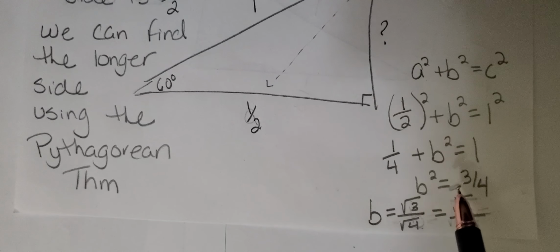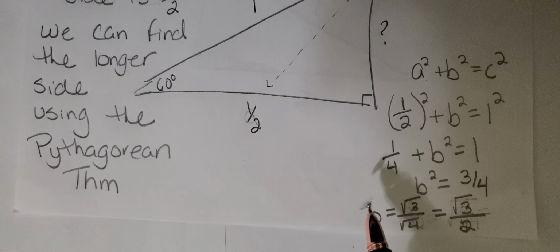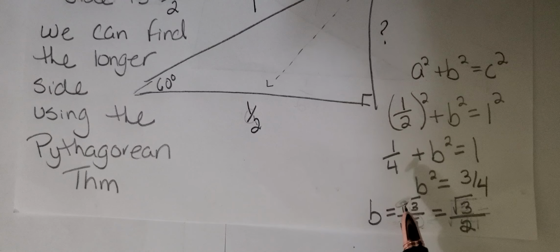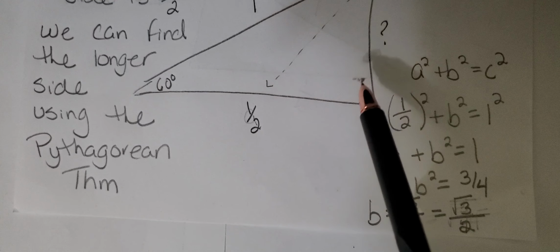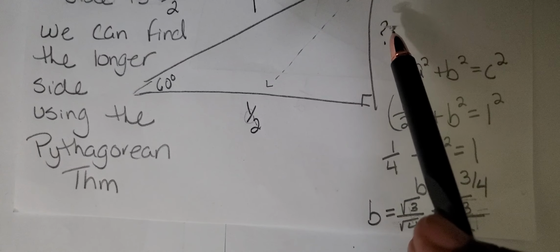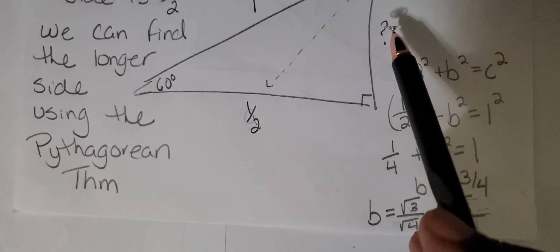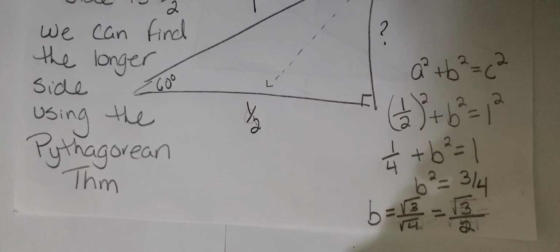Well, if b squared is equal to 3/4, then that means that b would be equal to the square root of 3 over the square root of 4. The square root of 4 is equal to 2. So our expression at the end for b will be the square root of 3 over 2. So the longer side of this triangle will be equal to the square root of 3, or radical 3, over 2.